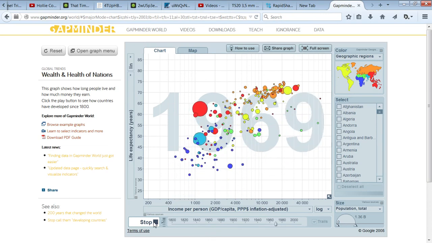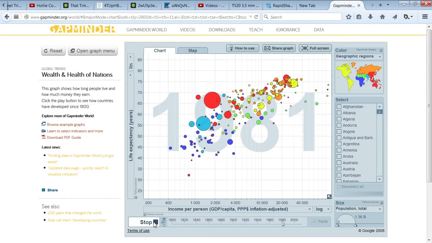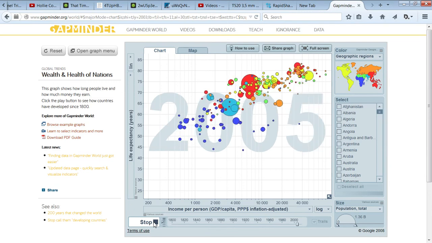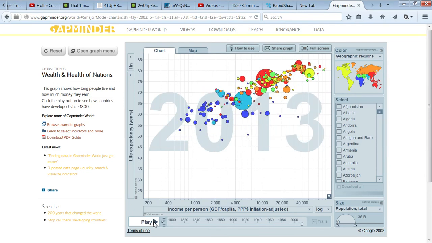And then look what China's doing. Now China's climbing up in life expectancy, even though there's not much more money. But now the money is coming in. And India was doing something similar. So you can get tons of information out of certain kinds of charts if you know what you're doing with these charts. And in this case, this guy is just kind of amazing.